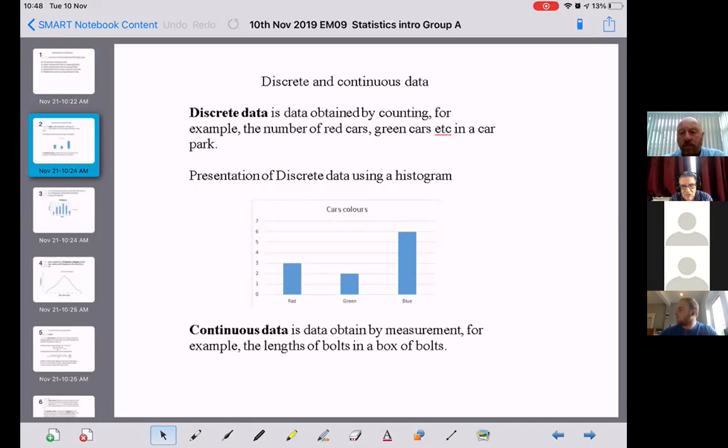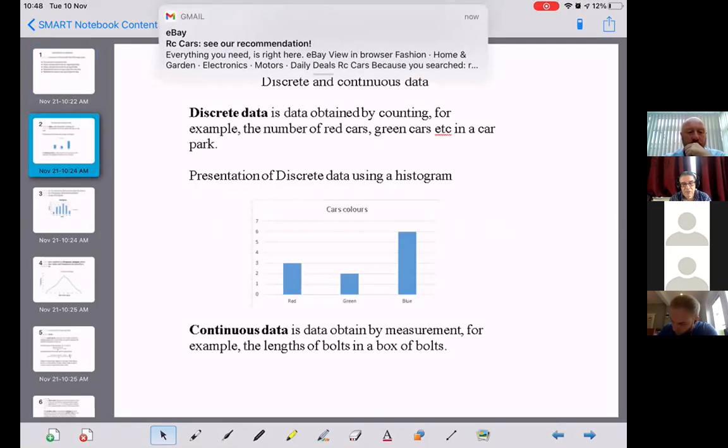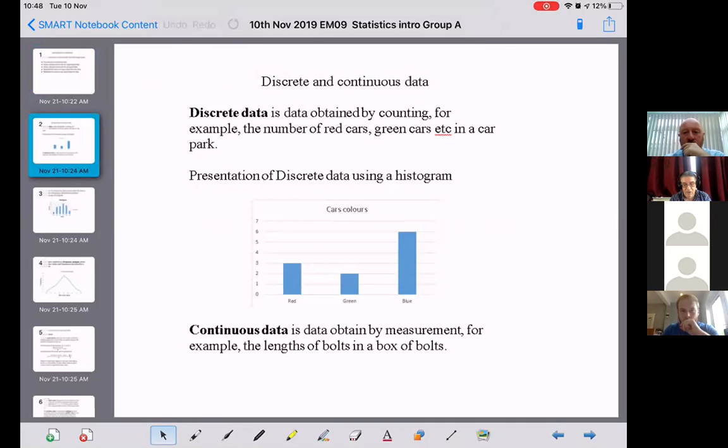Discrete and continuous data. So discrete data is data that you'd obtain by counting, for example, the number of red cars, green cars, etc. in a car park. Presentation of such data can be done through a histogram.